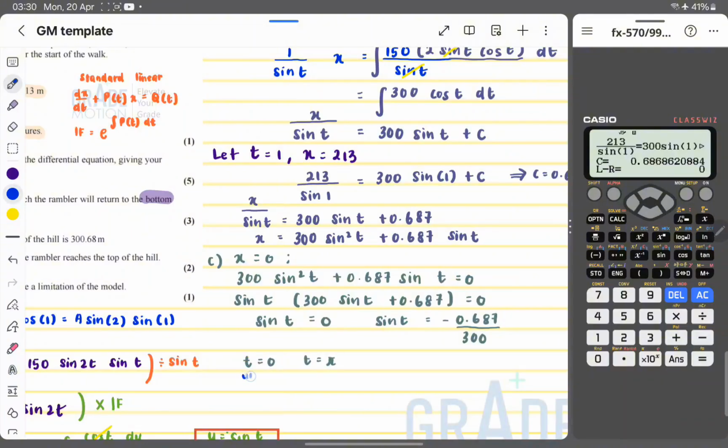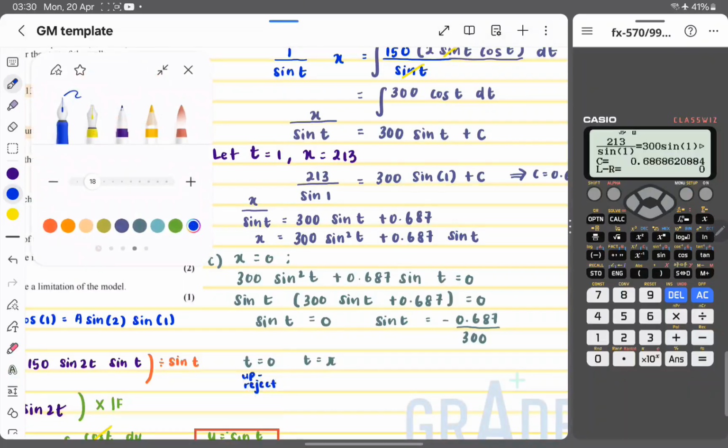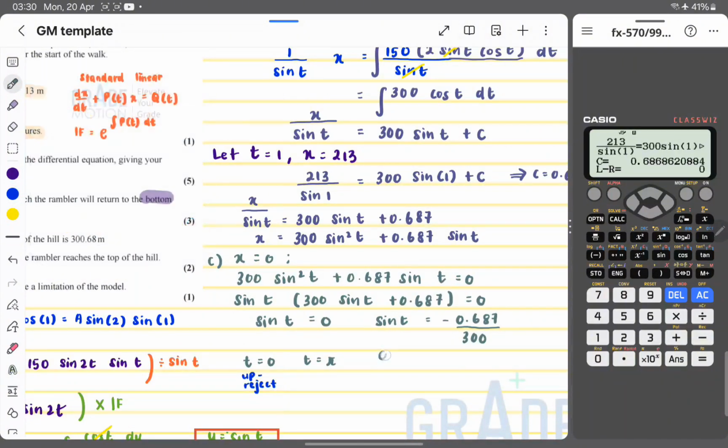So t equal to 0 is when you go up, so you will reject. This is the beginning. Okay, let's take a look at the second part. We have a negative answer, so this one would be in the third quadrant. So your t would be pi plus inverse sine 0.687 over 300. So it will be more than pi, so we will reject this as well. The Rambler only goes down once, so we should take the first value, which is pi.